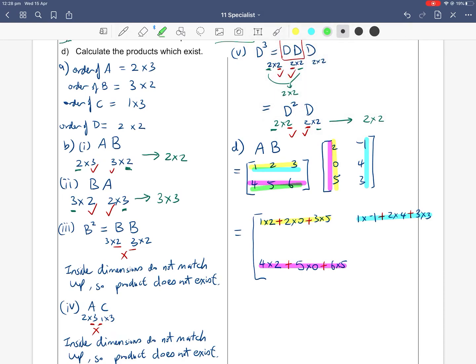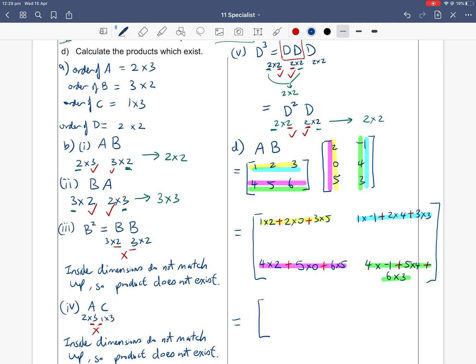And then finally, let's finish off with row 2, column 2. So we have 4 by negative 1 as my first elements, plus 5 by 4, plus 6 by 3. And then I close off my answer with a matrix square bracket. Always remember to close off your brackets. And that gives my row 2, column 2 entry.